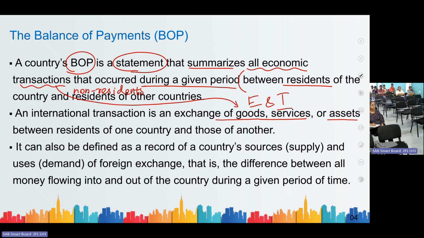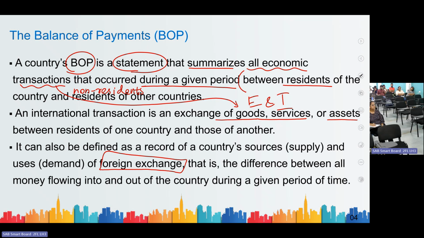It can also be defined as the record of a country's sources and users of foreign exchange. When transactions happen between residents and non-residents, foreign currencies are always exchanged. So all the transactions in the balance of payment are in terms of foreign exchange. Therefore, it's about demand and supply of foreign exchange, foreign currencies.